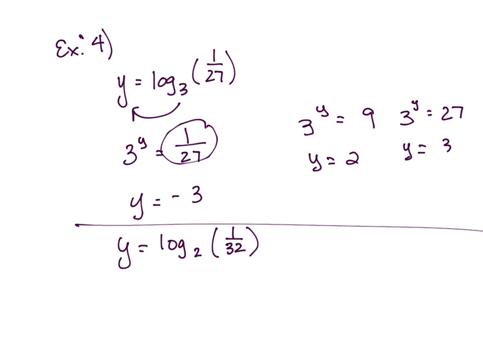Negative 5. Negative 5. What? 2 to the 5th power is 32. Oh, yeah. Right? We did that first. That was the first thing we did today.